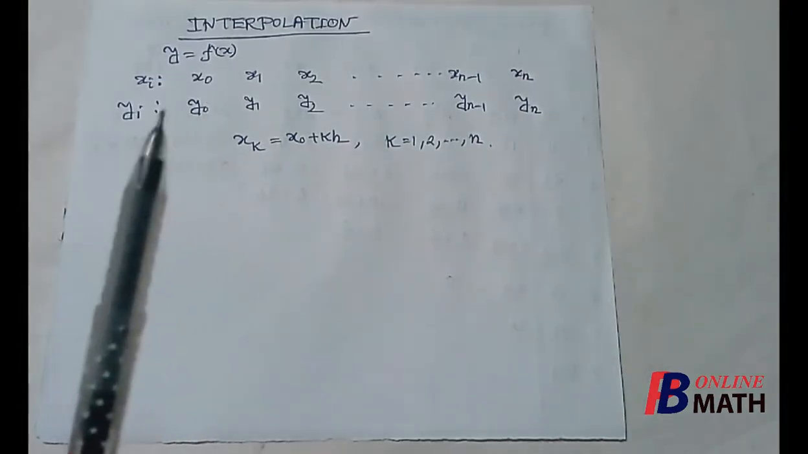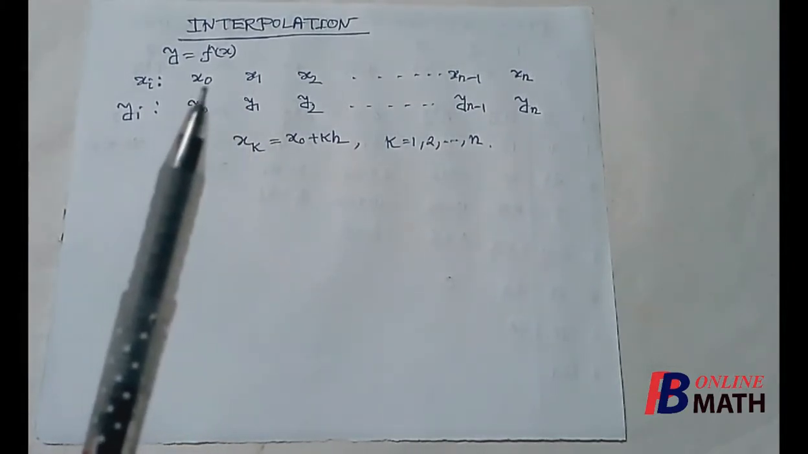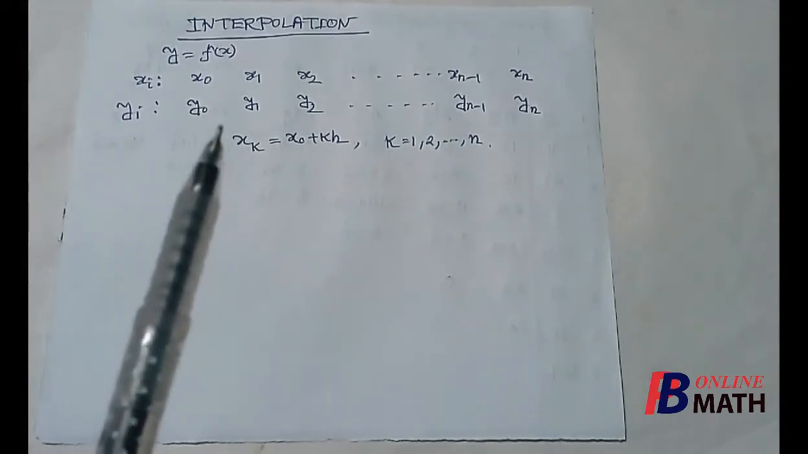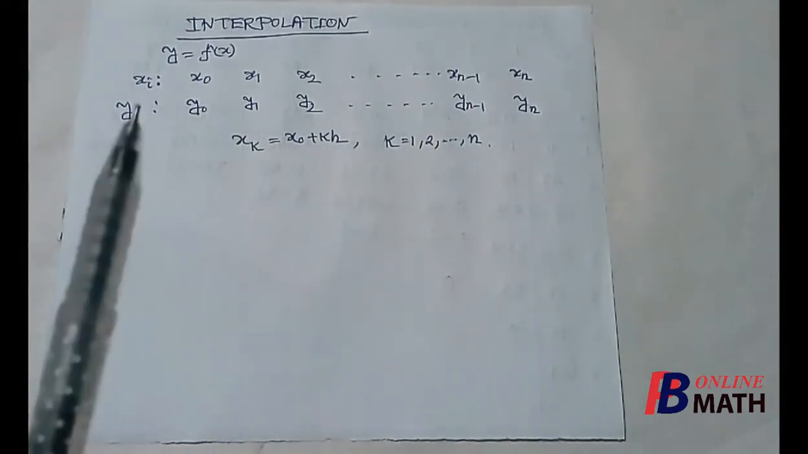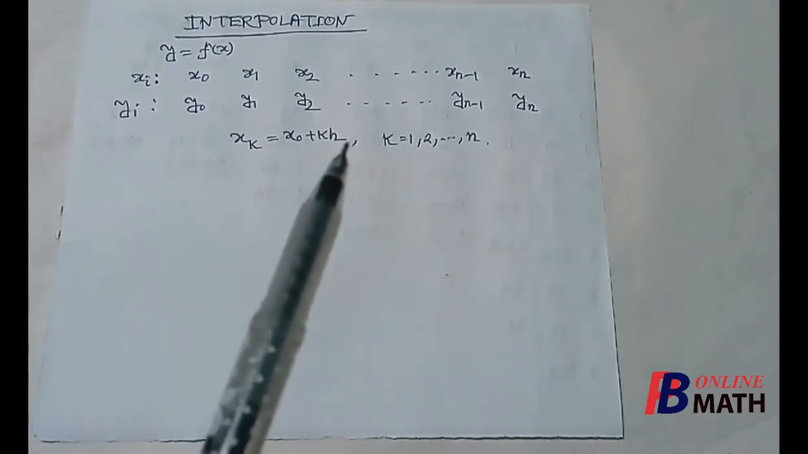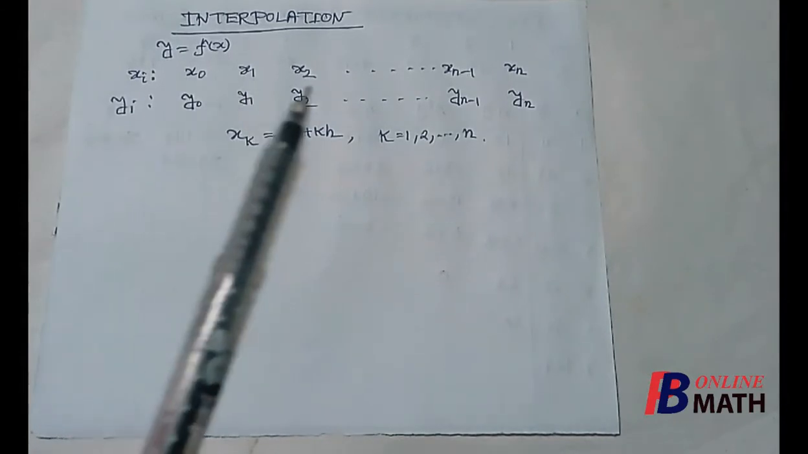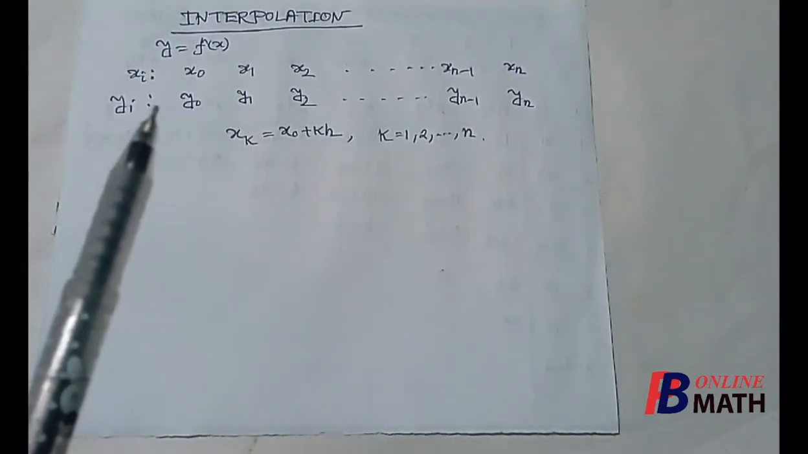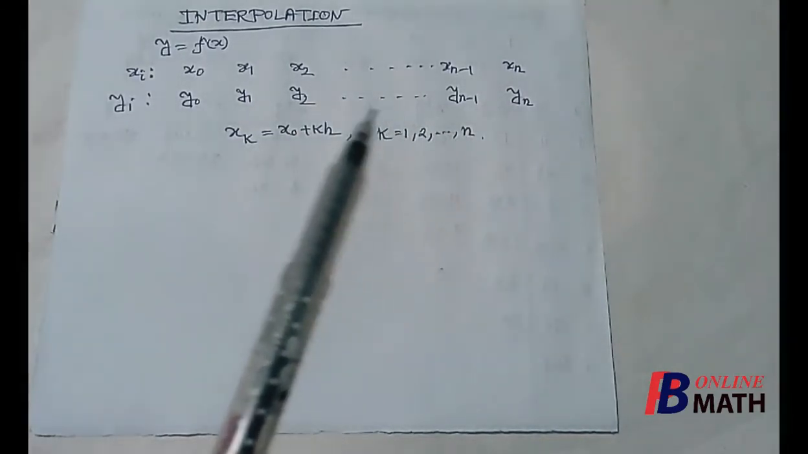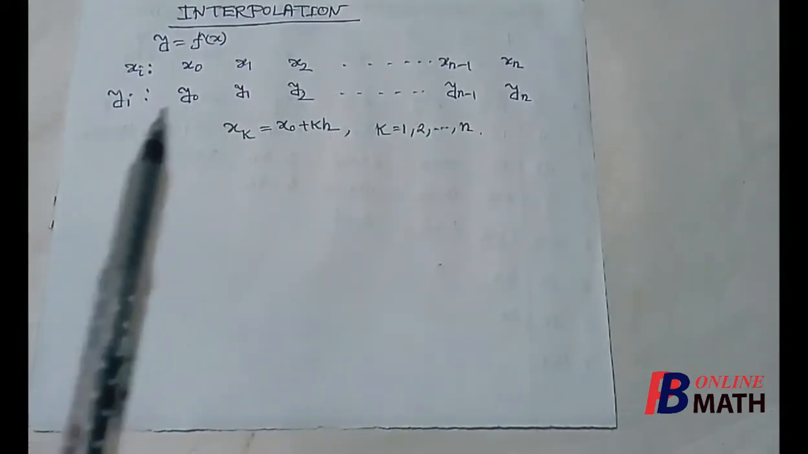Suppose there is a function y equal to f(x) which is not known to us. The function f(x) is not known to us, but there are n plus 1 number of points, namely x0, x1, x2 up to xn, and h be the distance between any two consecutive points. So these points are equidistant. So these are equidistant arguments. And at these arguments, the functional values are known.